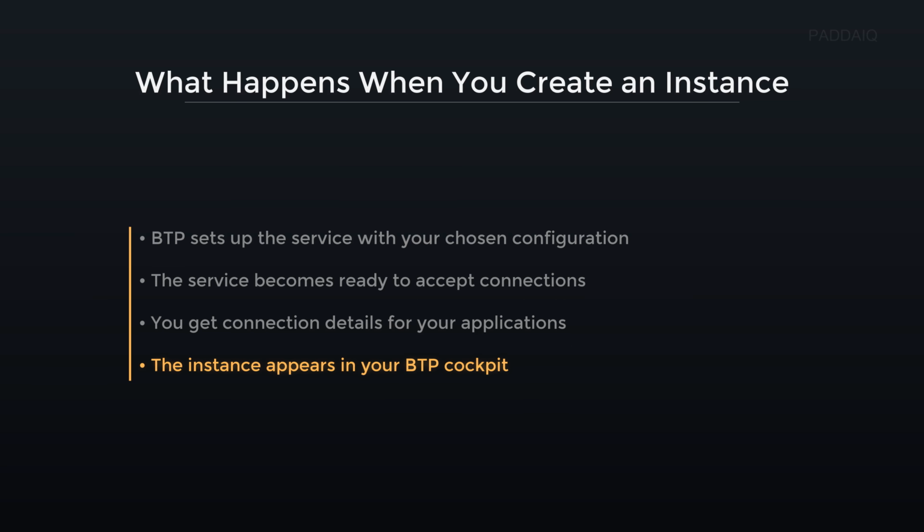The instance appears in your BTP cockpit. This means your new service is now listed and ready for use in your account's management console. For example, after creating an SAP HANA Cloud instance, you can immediately see and access it there. This visibility confirms your resource is active and manageable.